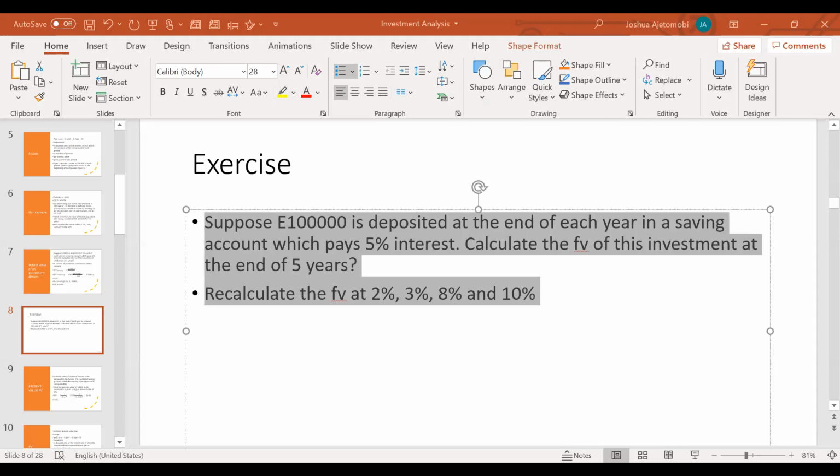I put the wrong amount. Okay, let's check your answers. So for 5%, what did you get? 55253.10. Did you get the same thing? 55256.31. Yes, that's good.